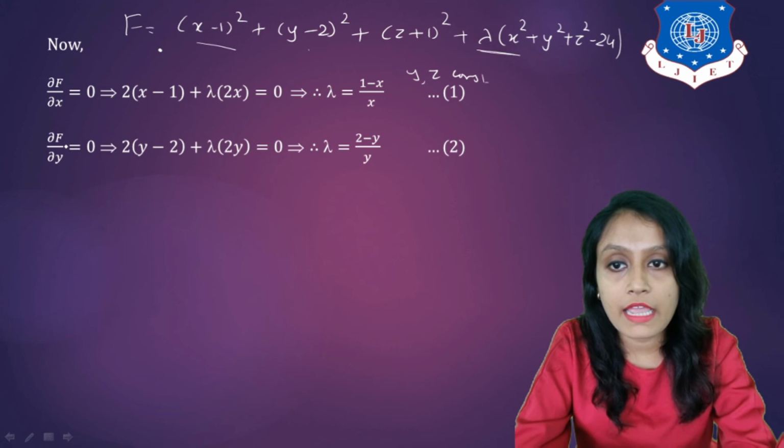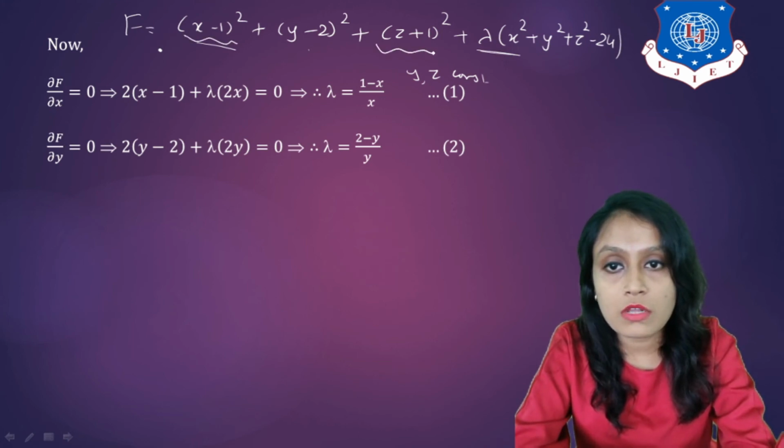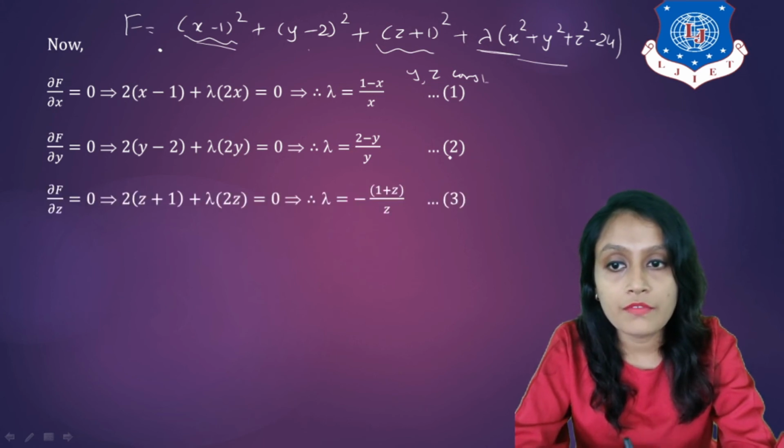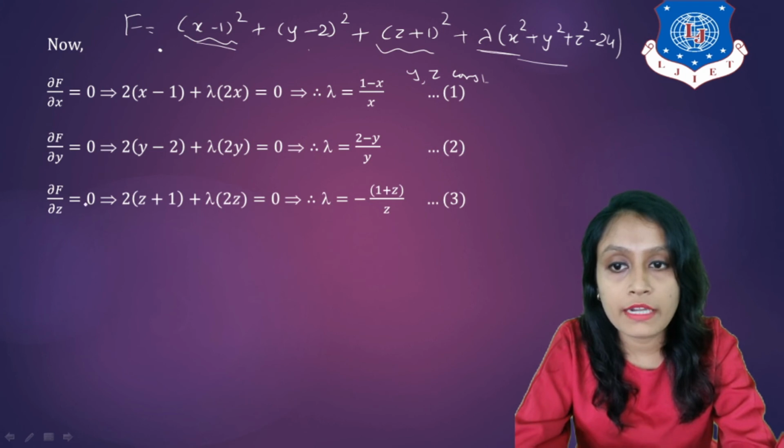Now differentiate f with respect to y. So this term is 0, this is also 0. From here you will get 2 into (y minus 2), and from here you will get 2y into lambda is equal to 0. Okay, and make lambda the subject. So you will get lambda is equal to (2 minus y) upon y. Give it number 2.